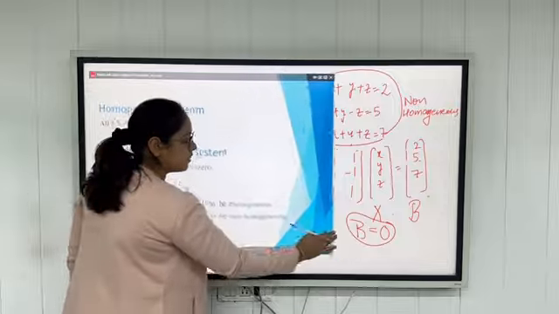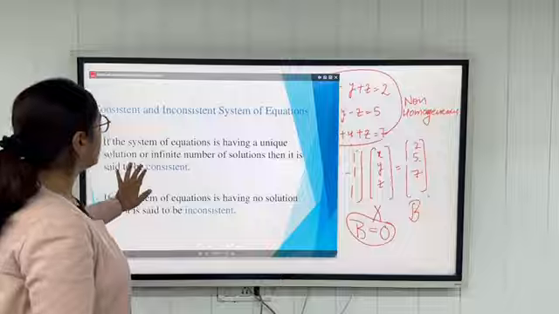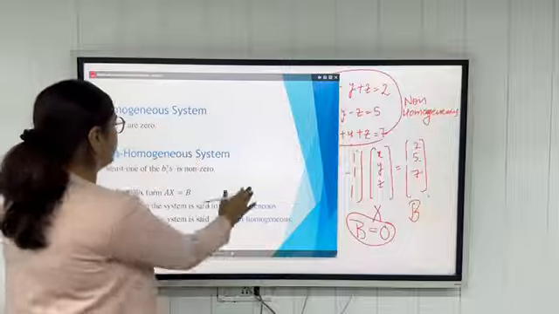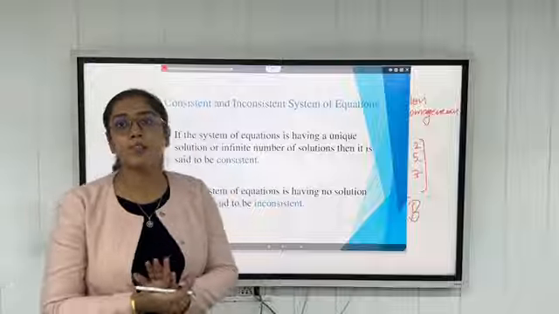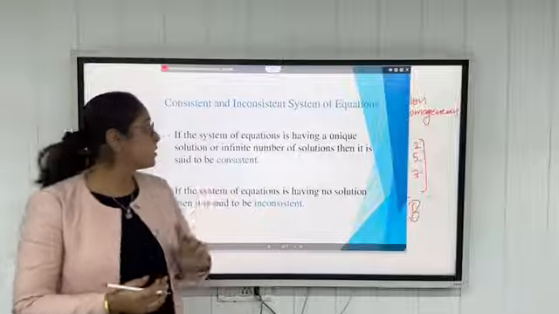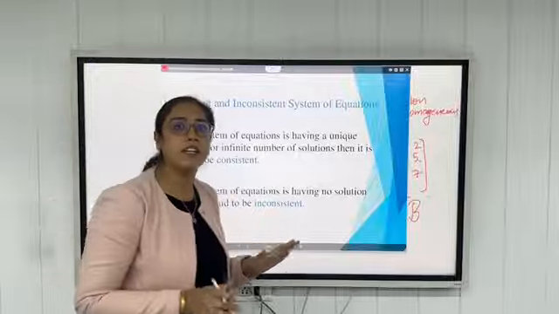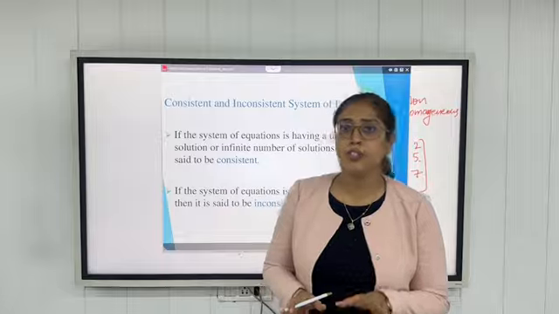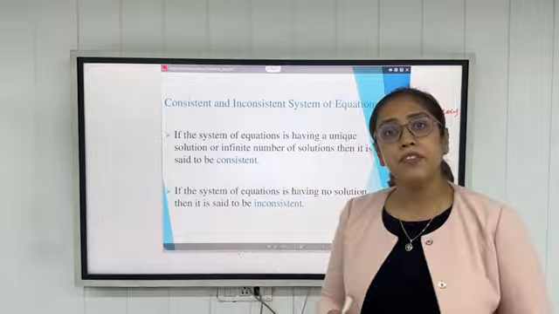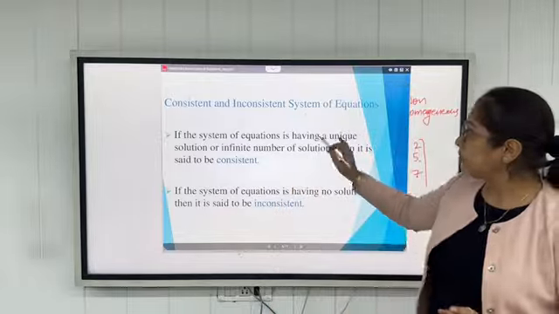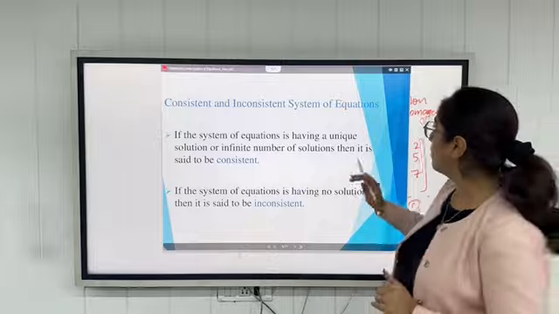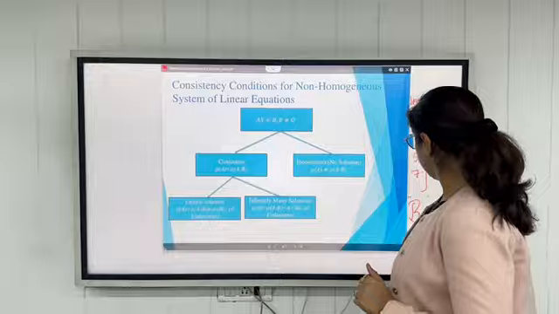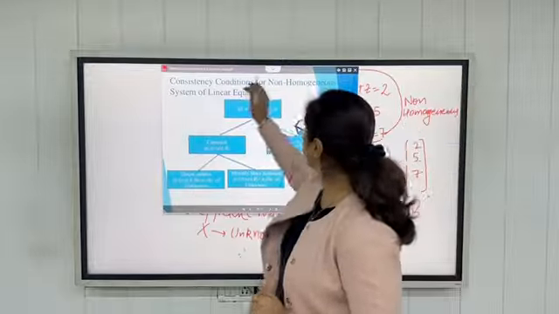Now further we will see consistent and inconsistent systems of equations. So consistent means if the system of linear equations has at least one solution, then we say that it is consistent, and if it has no solution, then we say that it is an inconsistent system. For example, let's see this with an example.